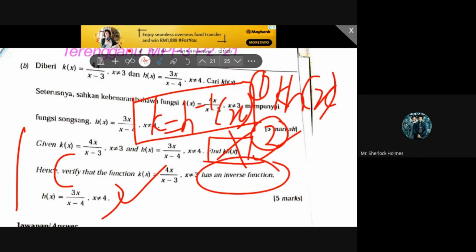Fungsi songsang. Ingat keyword tu. Apa yang kita nak buat kat fungsi gubahan ini untuk membuktikan dia adalah fungsi songsang? Keyword I already mentioned. Keyword is songsang. So what can I do to that? What is the equation? Songsang kan semua. Yes, you have the idea. What is the expression? Can type or not? Songsangkan semua.